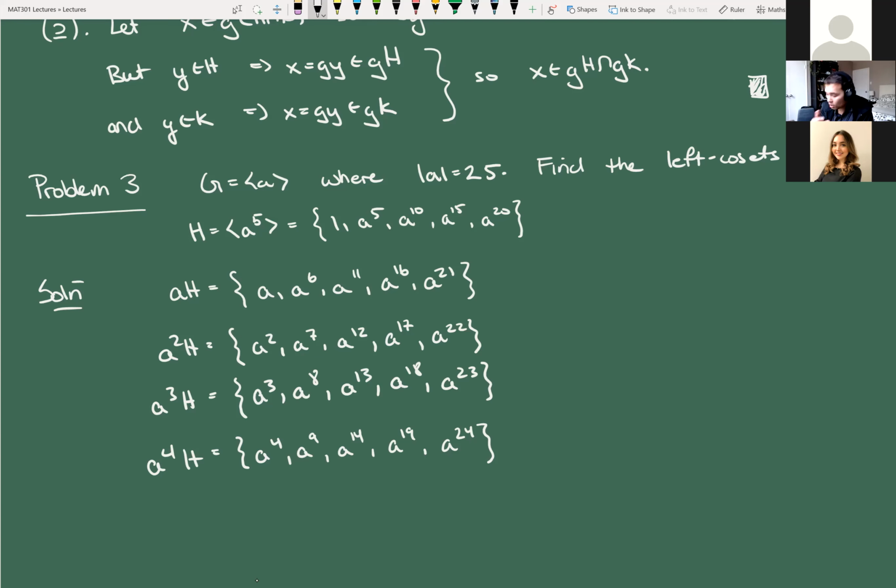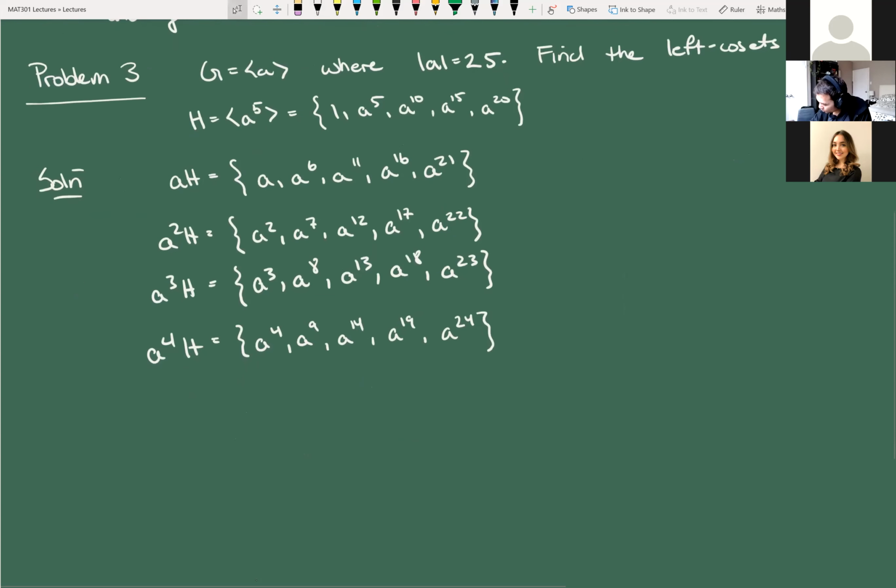This is all of them. These are all 5, right? After this point, the cosets repeat. And in fact, I mentioned the other day that the cosets form a partition of our set. So in some sense, we can stop once we have every element of G, we're done.